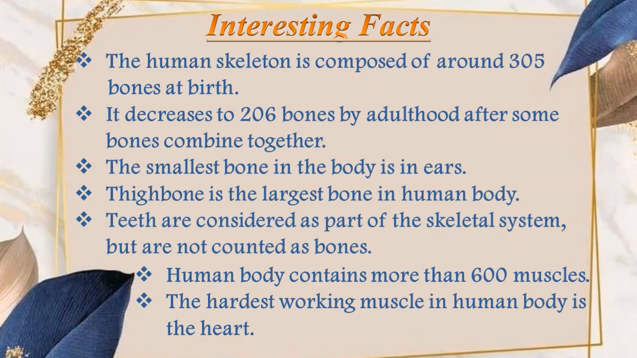Now let's look at some interesting facts about human body. The human skeleton is composed of around 305 bones at birth. It decreases to 206 bones by adulthood after some bones combine together. The smallest bone in the body is in ears. Thigh bone is the largest bone in human body. Teeth are considered as part of the skeletal system but are not counted as bones.